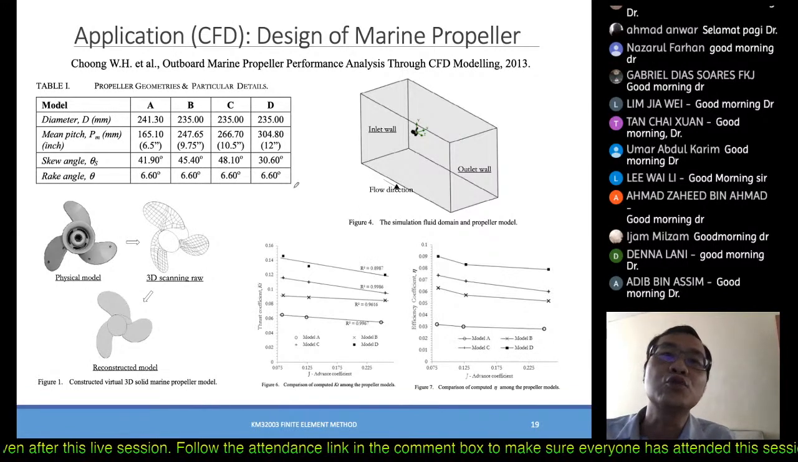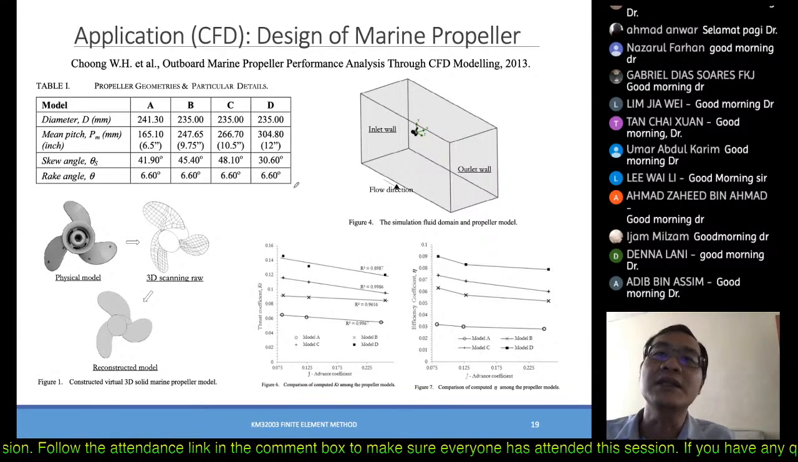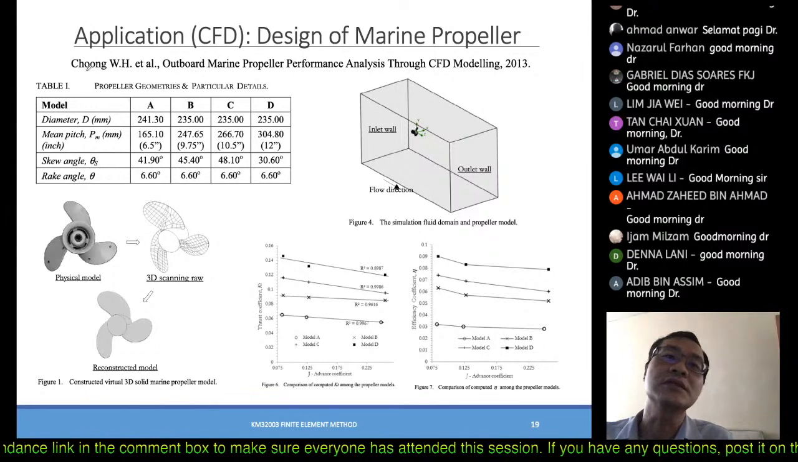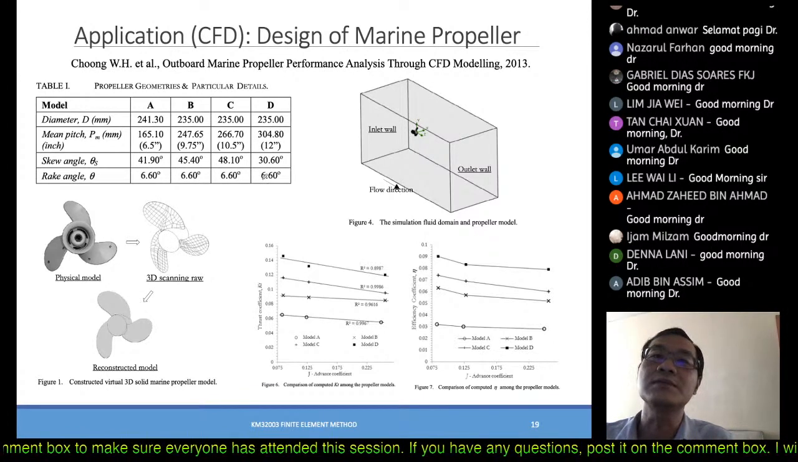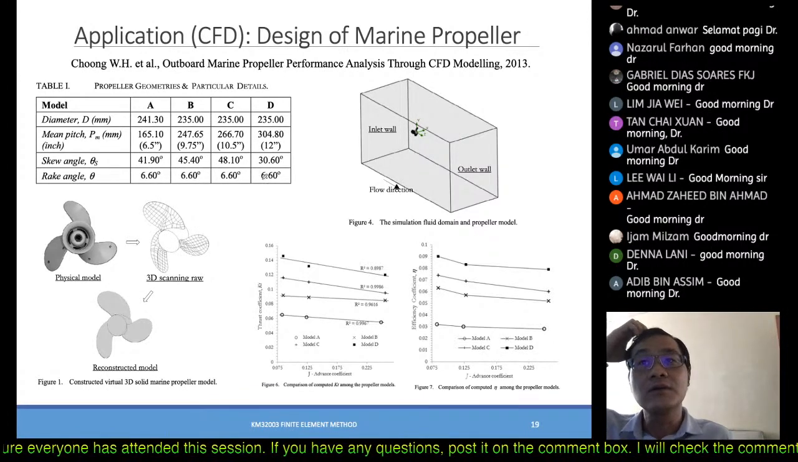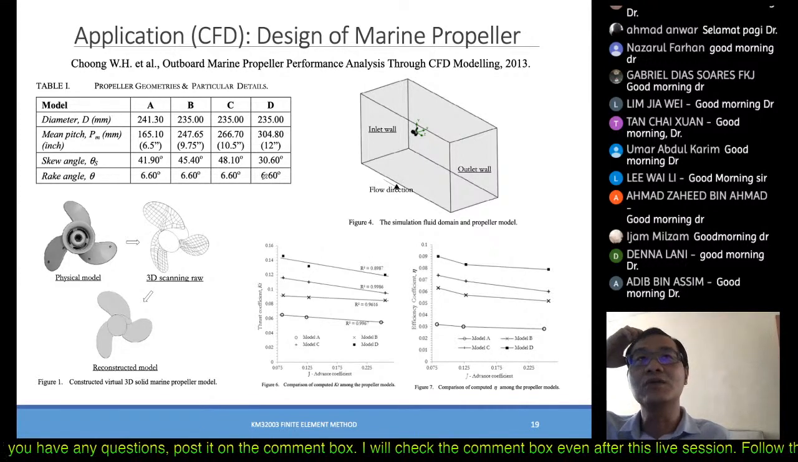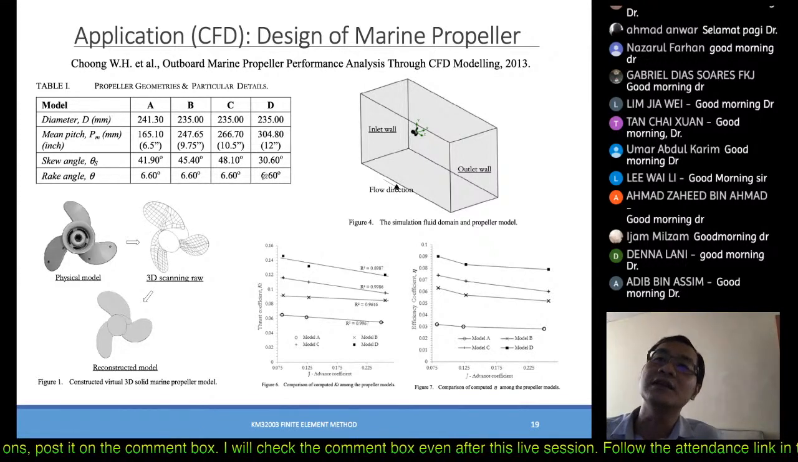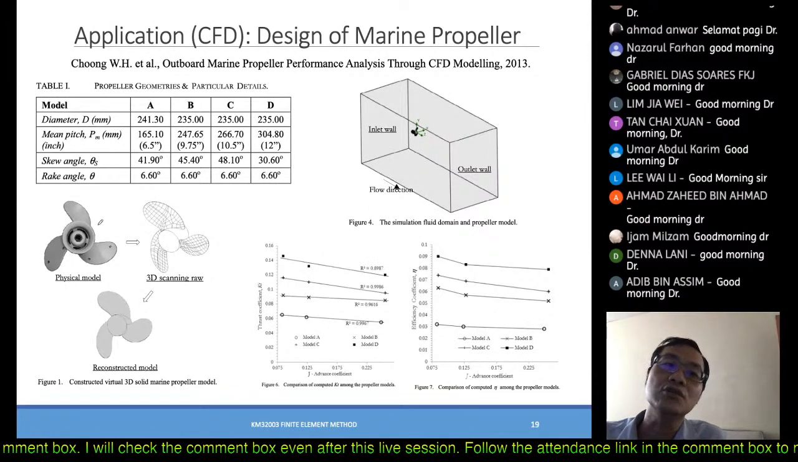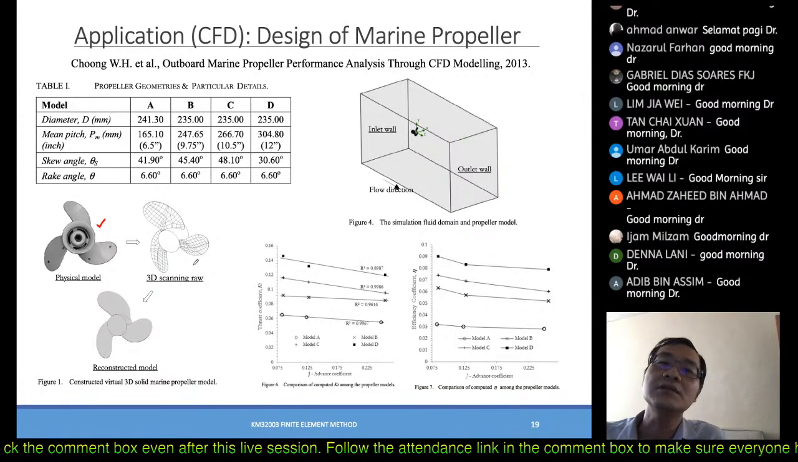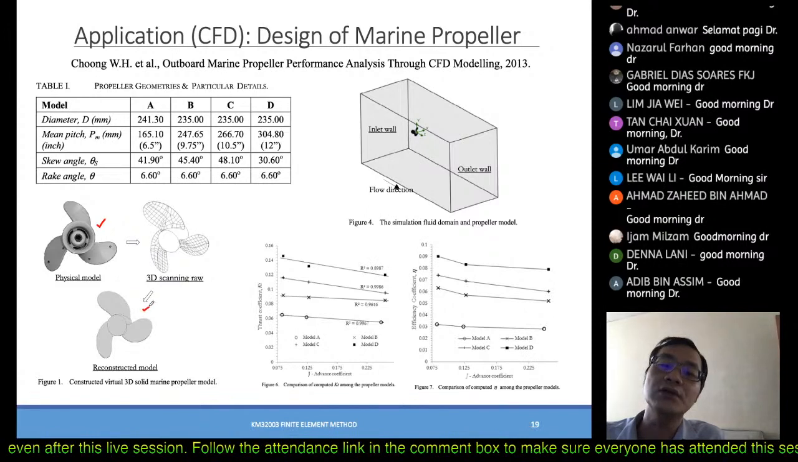Now if you have any questions, you can put them into the chat box while I'm going through the last part, on the applications. This paper is by Dr. Chong, where he tried to do a preliminary selection study on the marine propeller. He did a physical model, they scanned it and made the model itself, for different marine propellers.